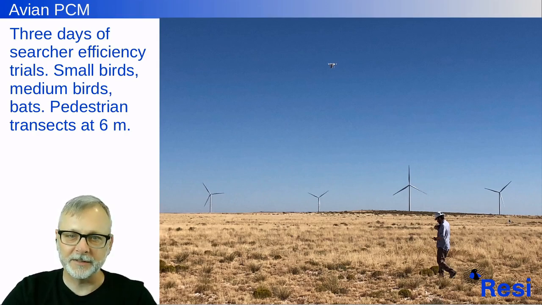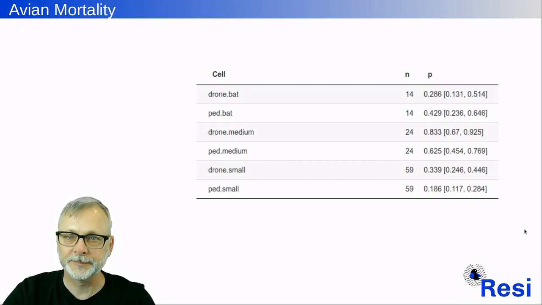Just to emphasize how this trial worked, the drone surveys and the pedestrian surveys were conducted on the same plots at the same time of day with the same carcass setouts as the pedestrian surveys. So they were done in exactly the same conditions, same lighting conditions, same carcass positions, everything. So it's a very strict side-by-side comparison when we get around to making that comparison.